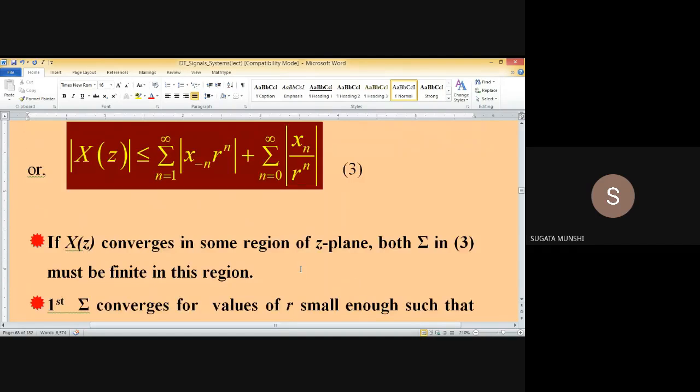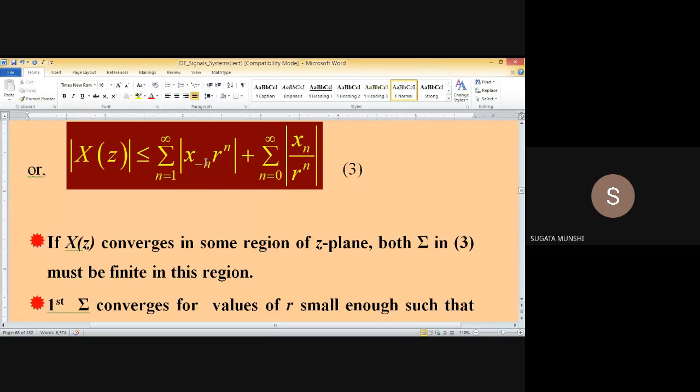All right. Now, X(z) will converge in that region of the z plane where both these summations converge. So the condition for convergence of X(z), the condition for the magnitude of X(z) attaining a finite value, is that region in the z plane, or those values of z, for which this summation as well as that summation are also finite. The common region where both of them are finite, or both of them converge. All right.